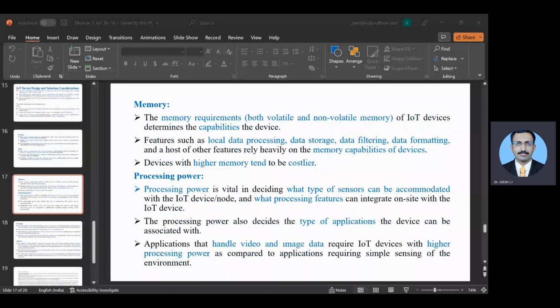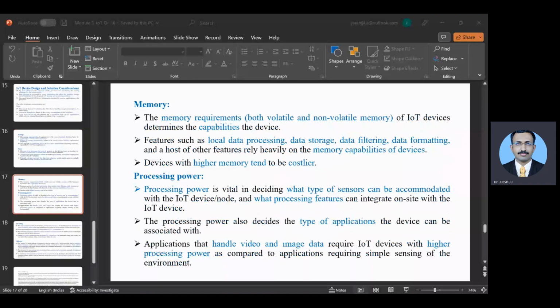Based on what processing has to take place, the memory capacity can be set. A device with high memory tends to be costlier. It is no problem that you can enhance the memory capacity, but if you don't need so much memory and you put so much memory into the node, what will happen? The cost will increase. You don't want your cost to go high, so you need to optimize your memory and everything that is required. That is very important.